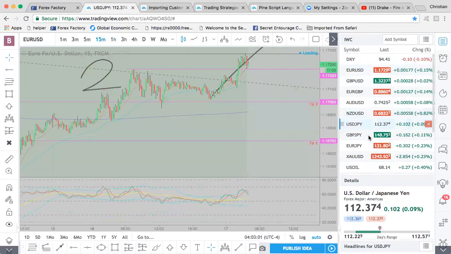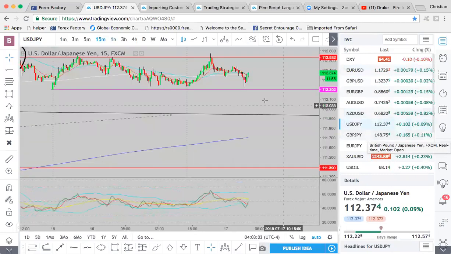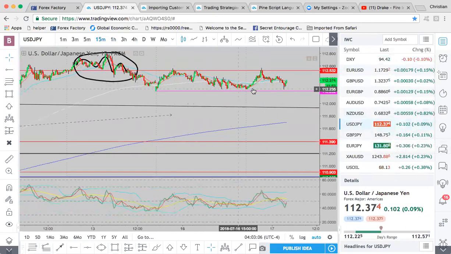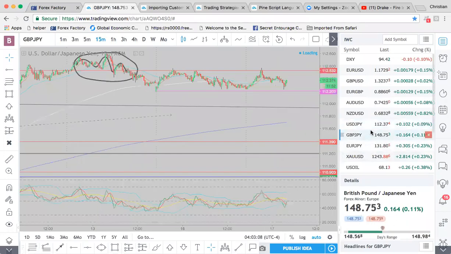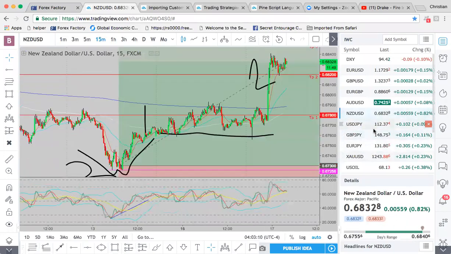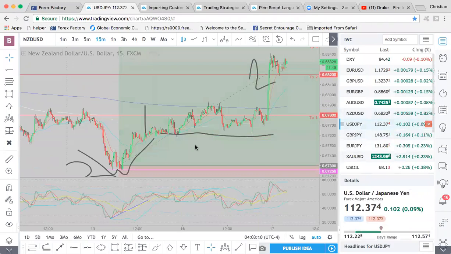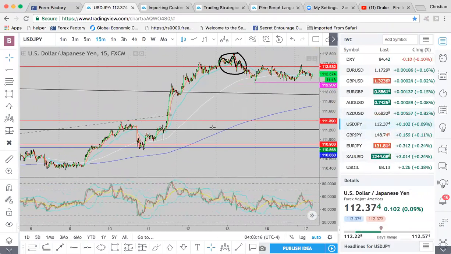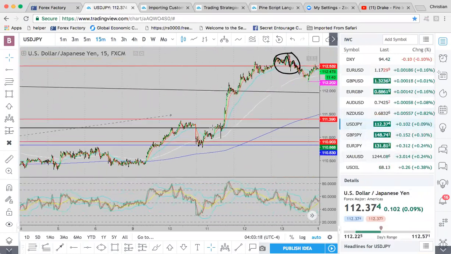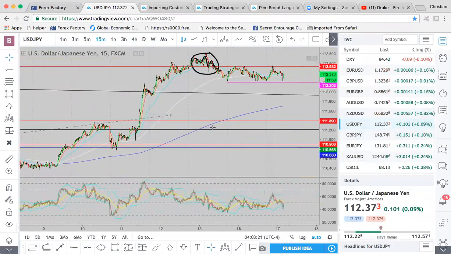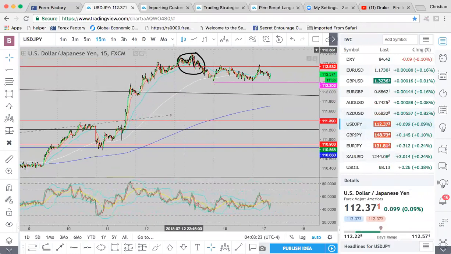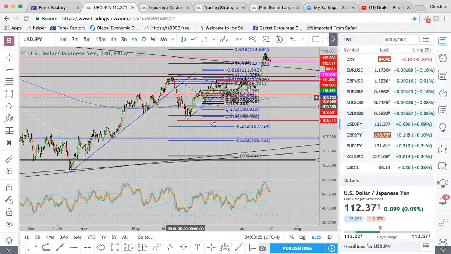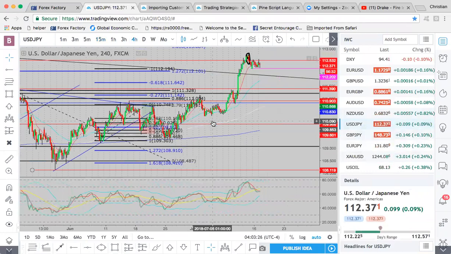Let's take a look at UJ. Really nothing. UJ holding this zone. So UJ could be, okay. So I did like this. So this, oh no, this is disgusting.